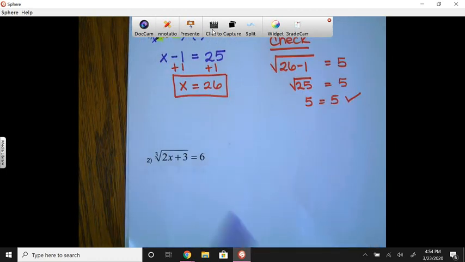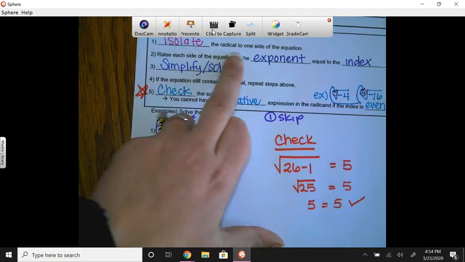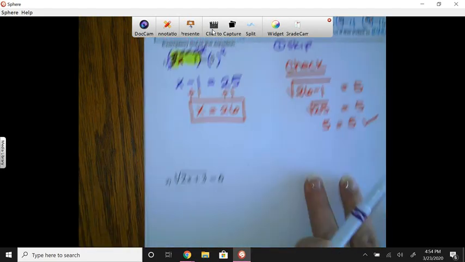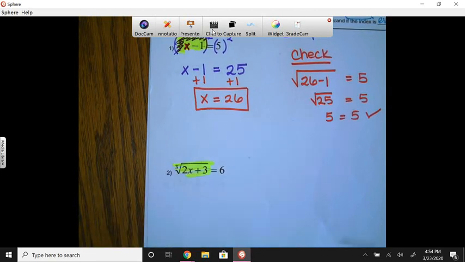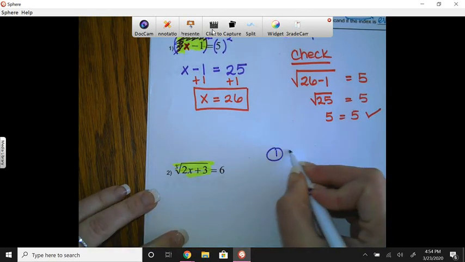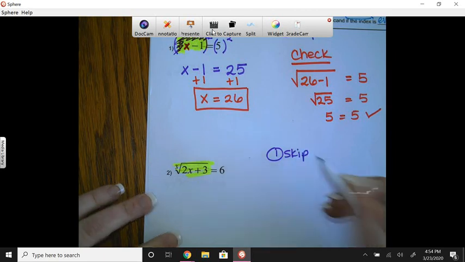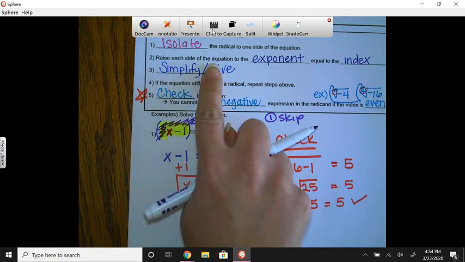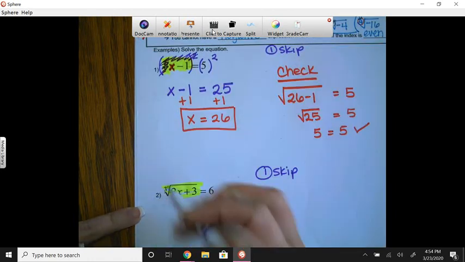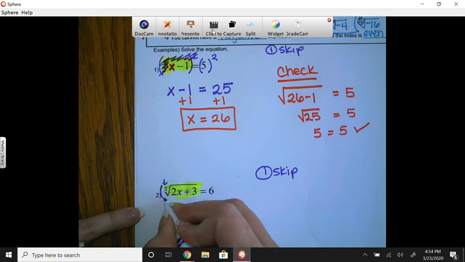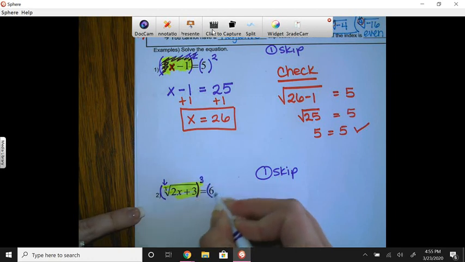So the very first step is we want to isolate the radical to one side of the equation, which it already is. It's already isolated. So step 1, we're going to skip. Step 2, we're going to raise each side to an exponent equivalent to the index. So since the index here is 3, we're going to go ahead and cube both sides.